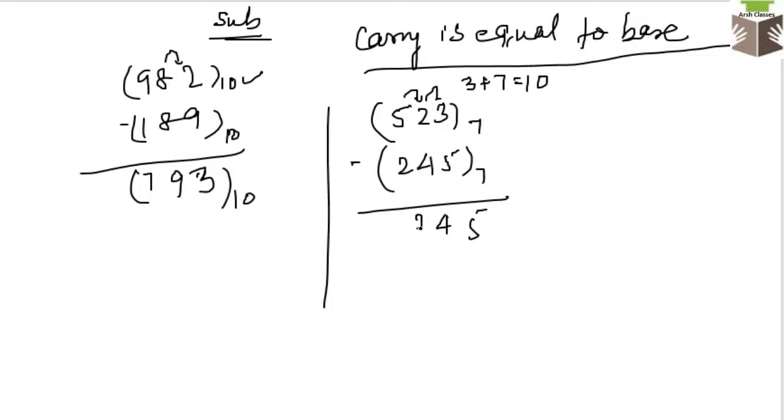So 4 minus 2 is nothing but 2, and this is your answer. So 245 in base 7 will be your answer.